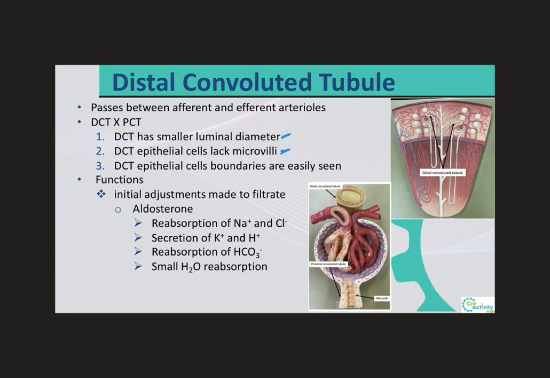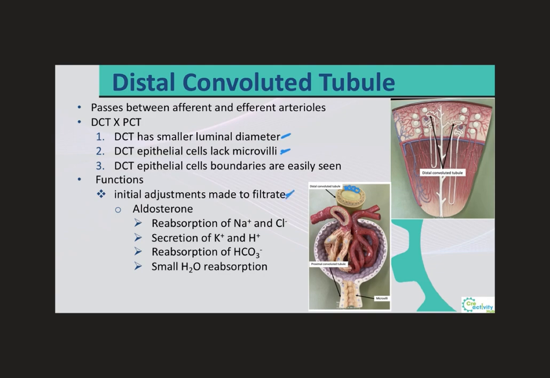Now, in order to avoid cell damage, the amount of water and salts in the blood need to be kept regulated, and the nephron will be the one that plays a vital role in this. The distal convoluted tubule, which is made up mostly of simple cuboidal cells, is going to be the place where the initial adjustments are made to the filtrate.